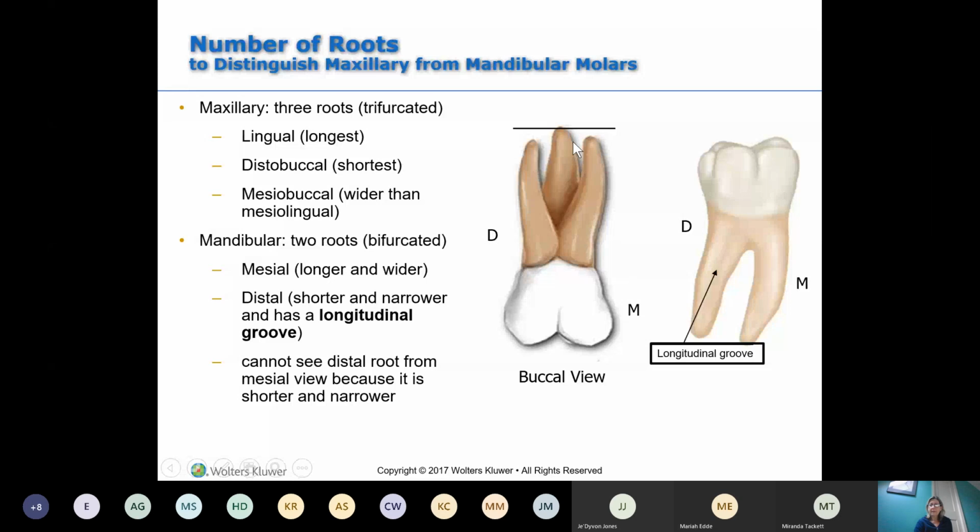On the mandibular tooth, they're bifurcated, or they have two roots. The mesial is longer and wider than the distal. And you can see that fairly well in this picture right here. The distal is shorter and narrower and has a longitudinal groove. So right here down the front of it, it has a deep root groove.